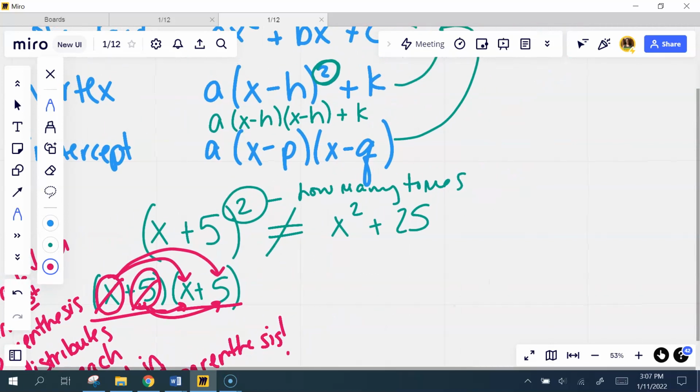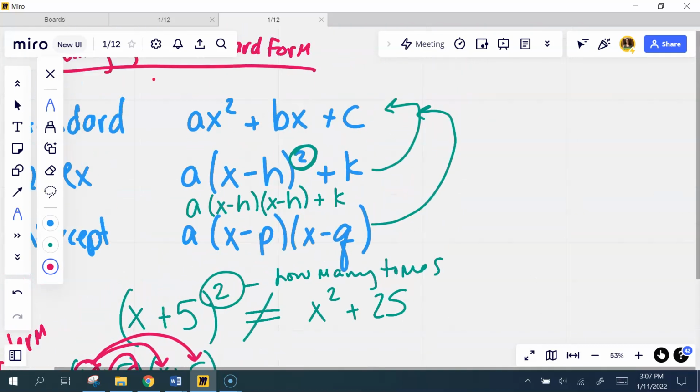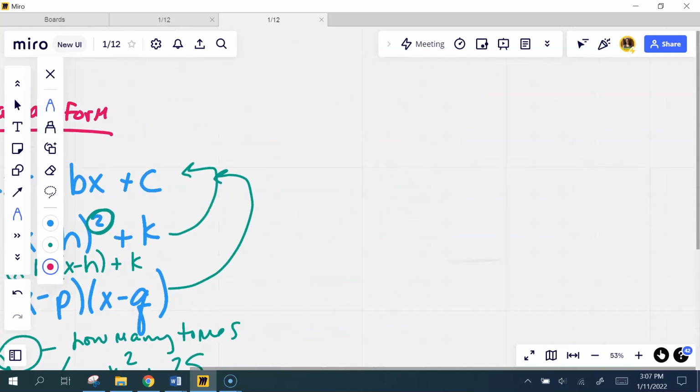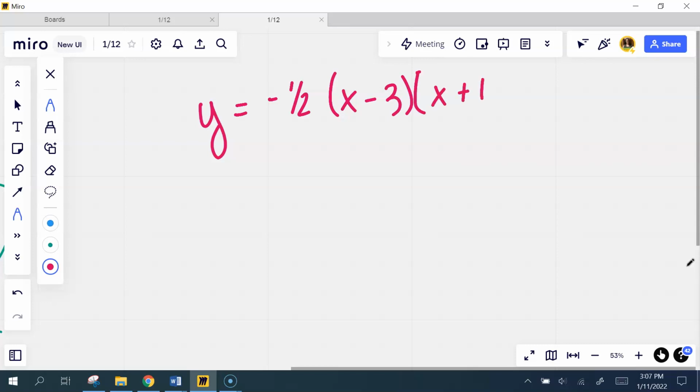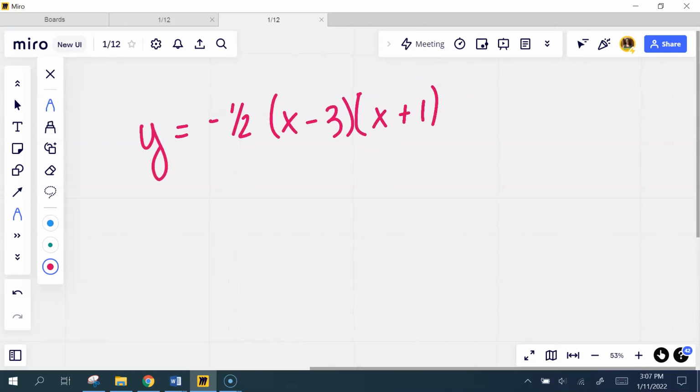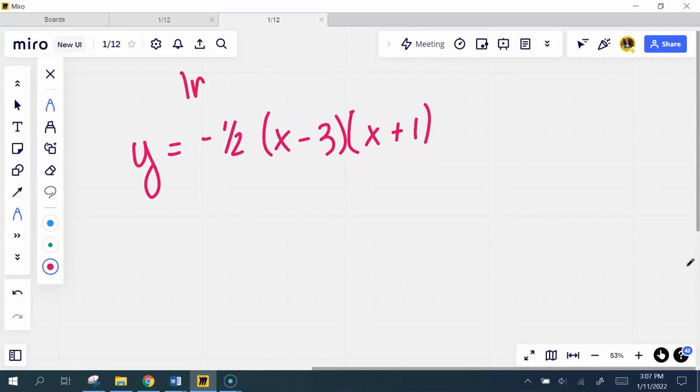All right, so now let's do a couple examples. Okay, so let's say I had y equals, we'll even make it a little bit harder, negative 1/2 times x minus 3 times... Let's do an intercept. This is, of course, intercept form, so we'll look first at going from intercept to standard.